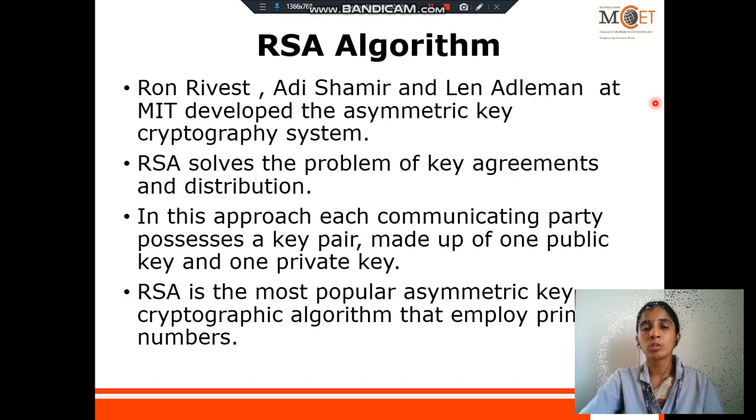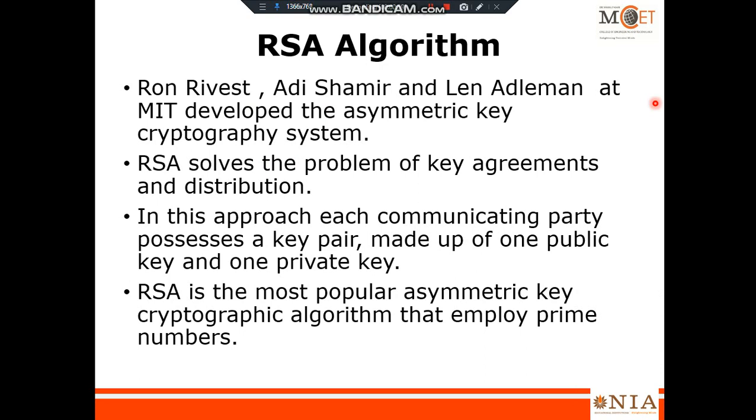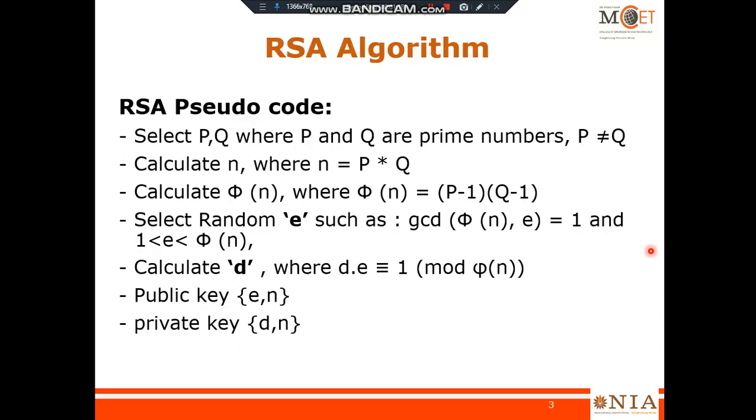This algorithm solves the problem of key agreement and distribution. In this algorithm, both the communicating parties will possess a pair of keys made up of a public and a private key. This is the most popular asymmetric key algorithm that employs prime numbers. We'll discuss how the algorithm works.